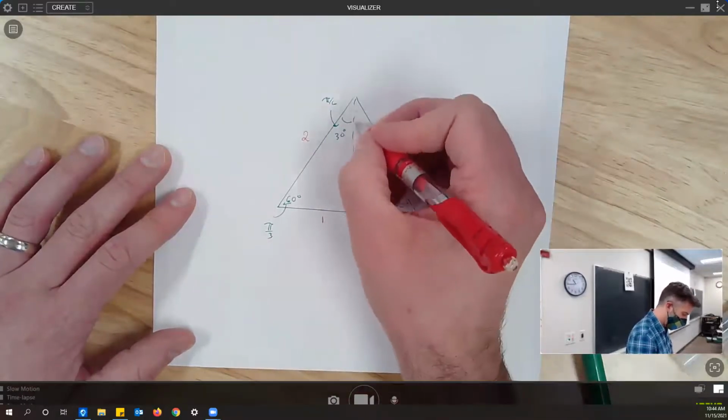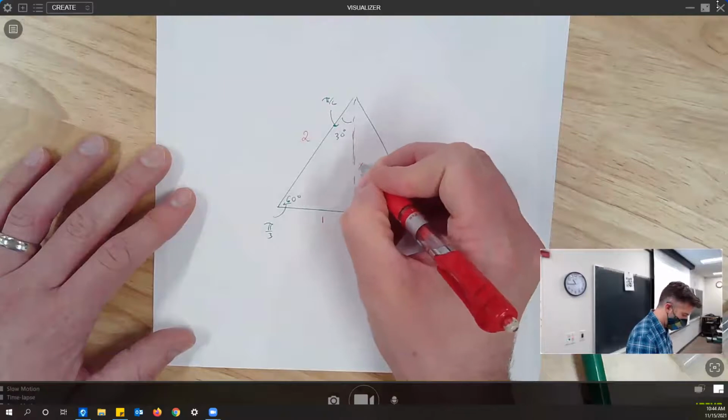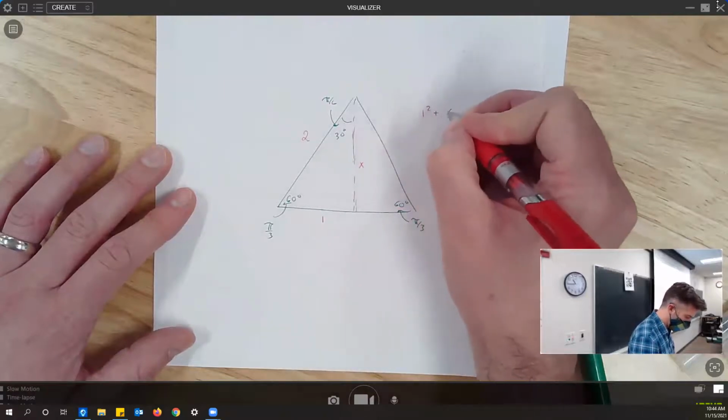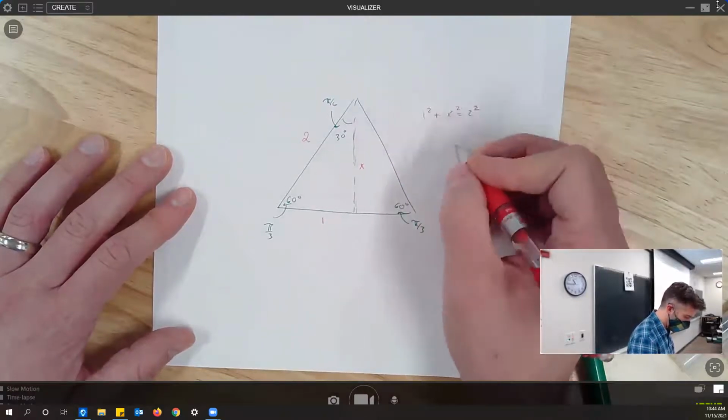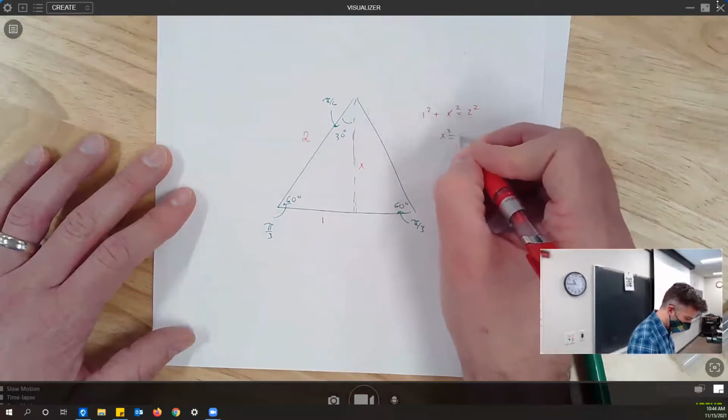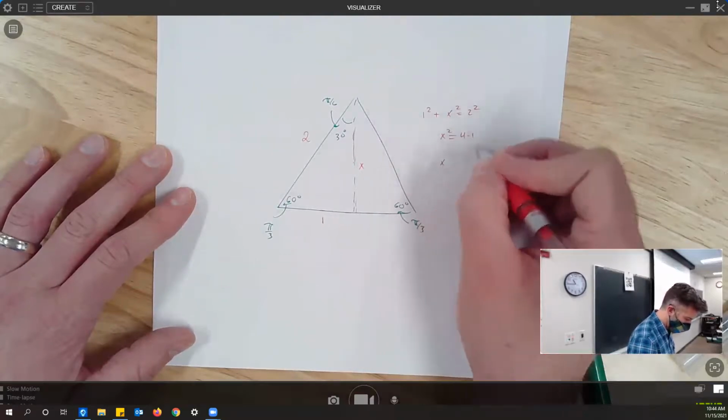And this side length here is going to be, well, I'm going to find it. 1 squared plus x squared equals 2 squared. So x squared equals 4 minus 1. So x is the square root of 3.